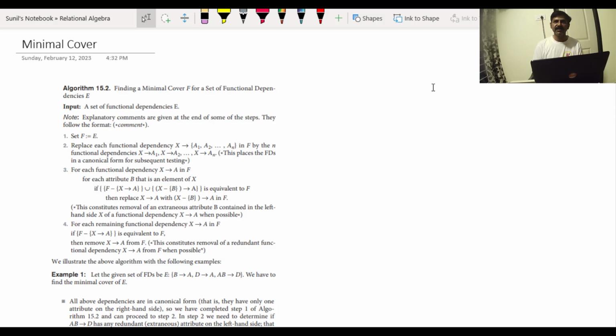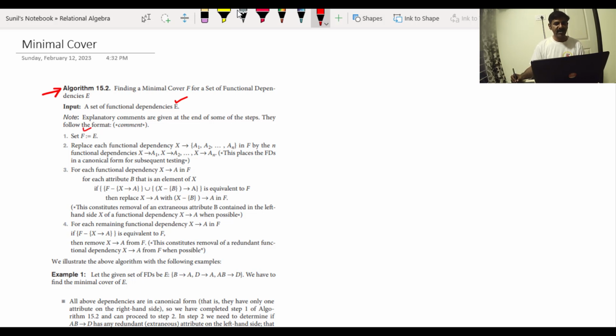Let us look at the algorithm first. The algorithm given here, algorithm 15.2, takes as input simply a set of functional dependencies E. We need to find the minimal cover F. Initially we assume that the given set of functional dependencies themselves is the minimal cover.